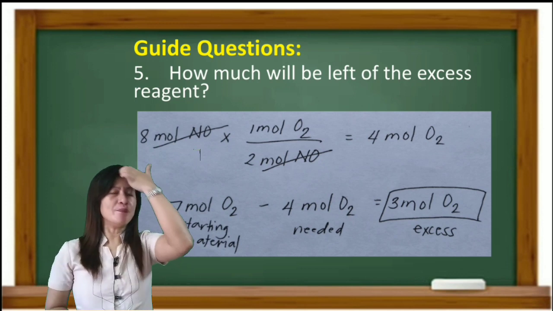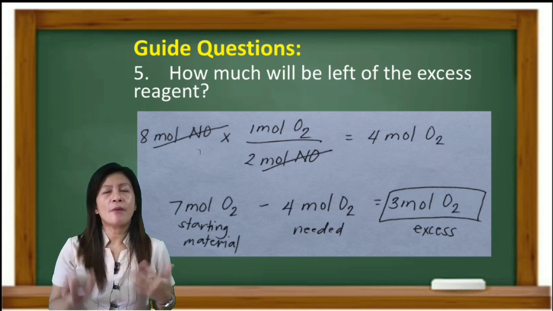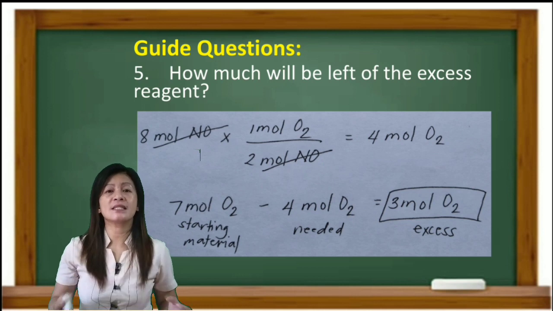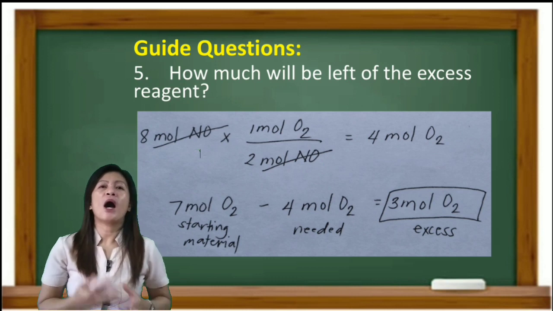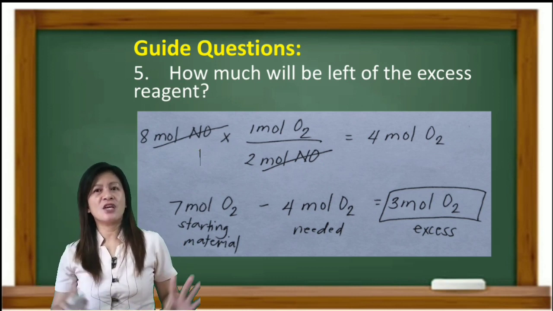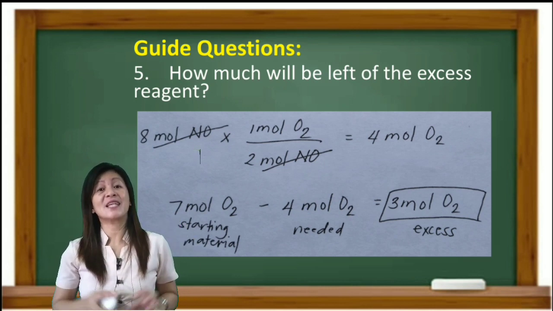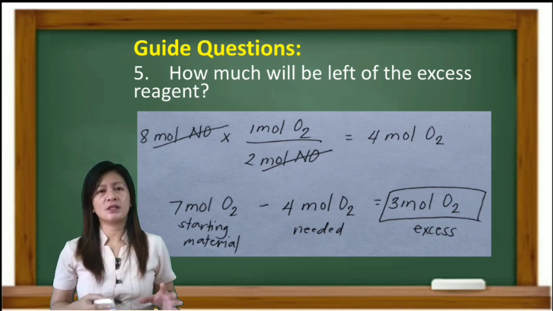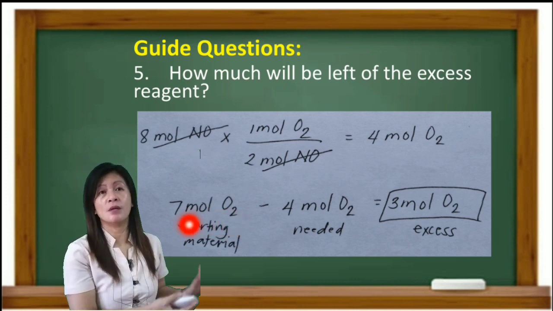And for the last question, given that we have identified the limiting reagent, and we have also identified the amount of product produced from the available limiting reagent, we now compute the amount of excess reagent in the reaction. How much will be left of the excess reagent? After identifying that oxygen is the excess reagent, we are now ready to compute the excess amount. The initial amount of the excess reagent is 7 moles of oxygen.